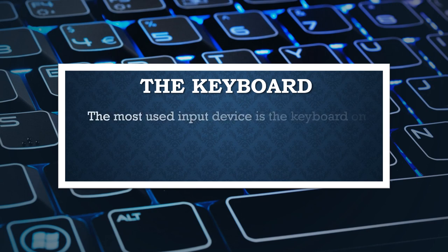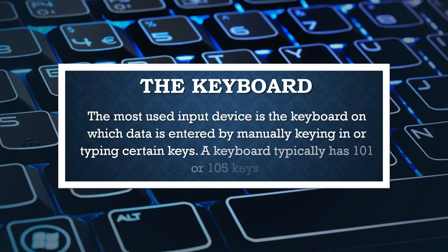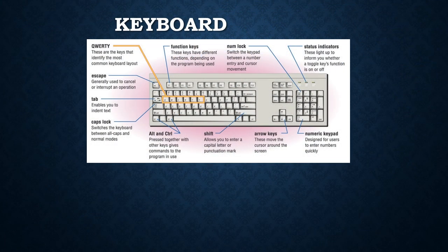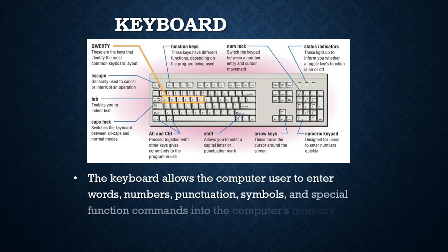The keyboard. The most used input device is the keyboard on which data is entered by manually keying in or typing certain keys. A keyboard typically has 101 or 105 keys. The diagram on the screen represents a keyboard and its various kinds of keys like QWERTY, escape, tab, caps lock, alt and control, shift, arrow keys, numeric keypad, status indicators, num lock, function keys, etc. The keyboard allows the computer user to enter words, numbers, punctuation, symbols, and special function commands into the computer's memory.